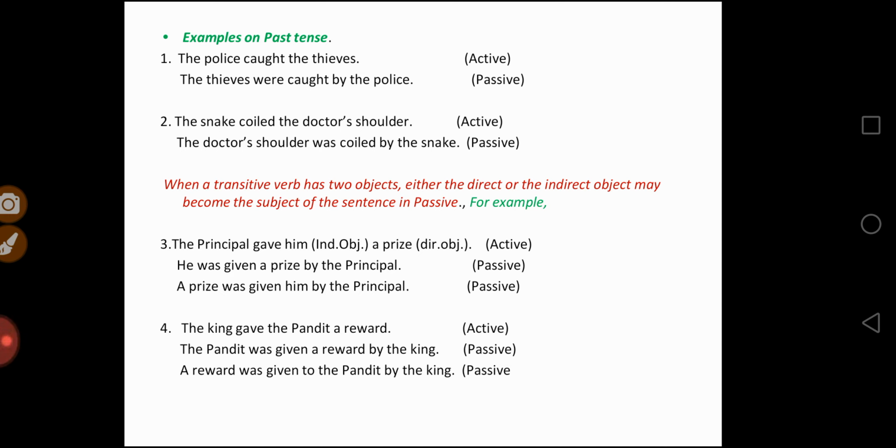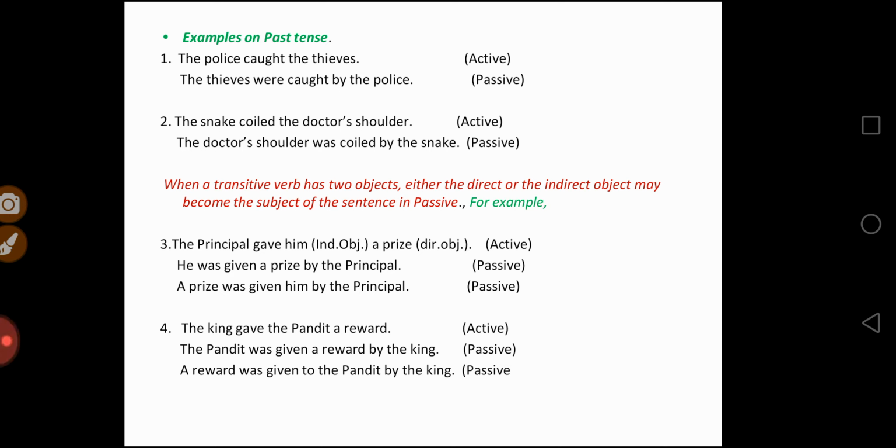When a transitive verb has two objects, either the direct or the indirect object may become the subject of the sentence in passive. For example, the principal gave him a prize. Here, him is the indirect object and a prize is the direct object. And we change the sentence into passive like this. He was given a prize by the principal.